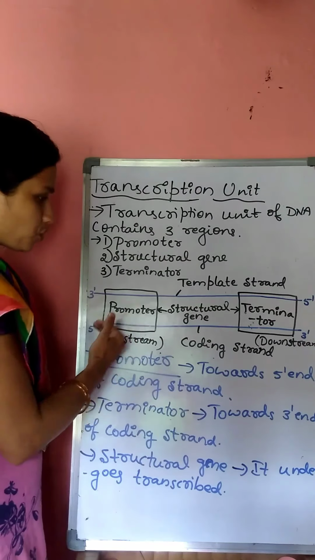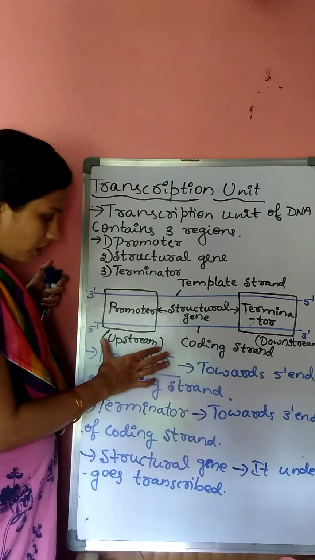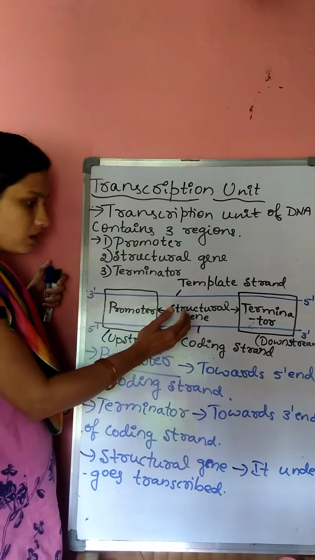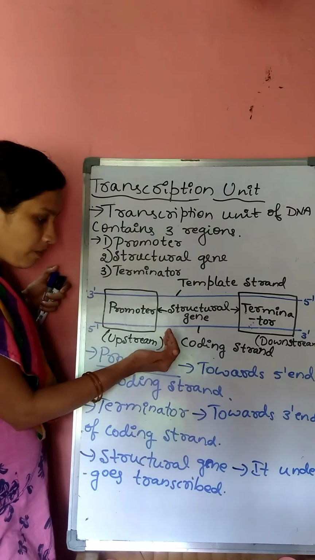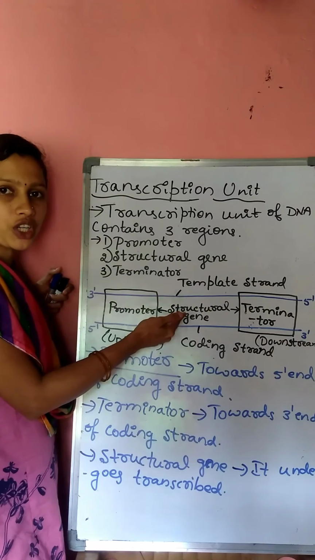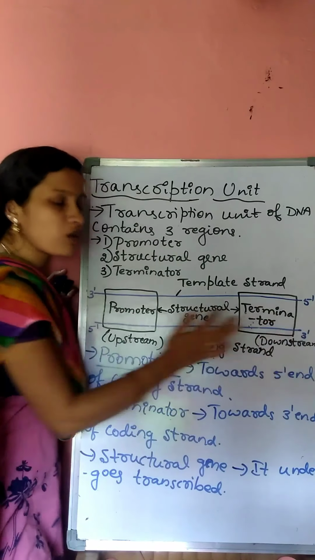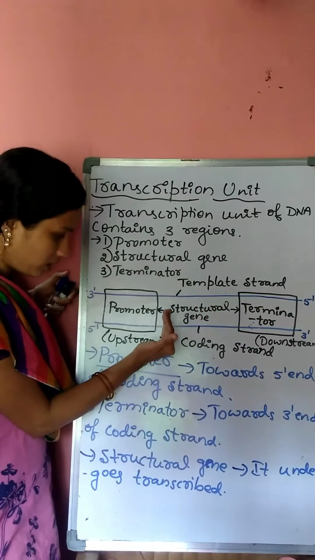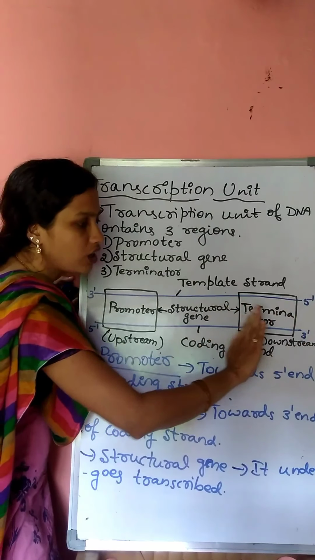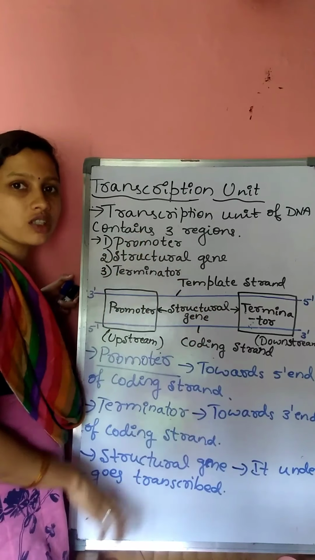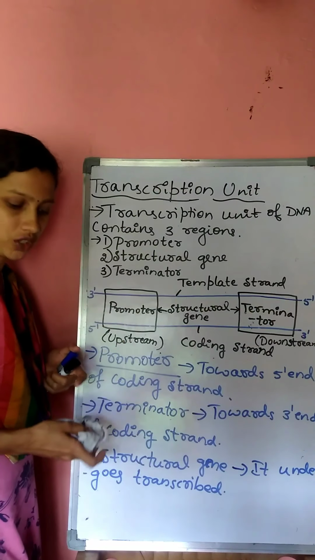Further, upstream and downstream of the coding strand: the promoter is present towards the upstream of the structural gene, whereas the terminator is present towards the downstream of the structural gene. This is about the transcription unit.